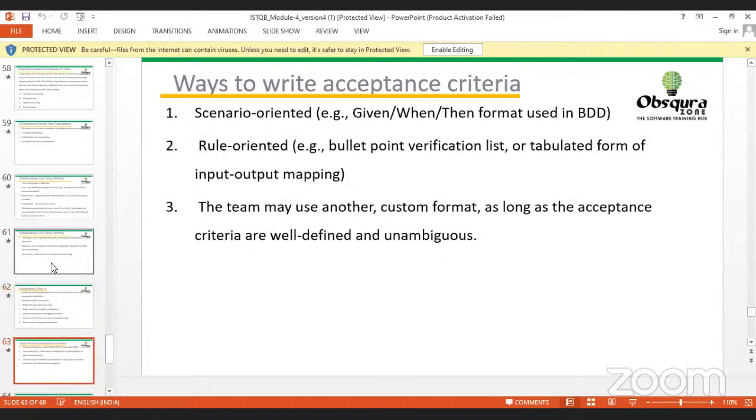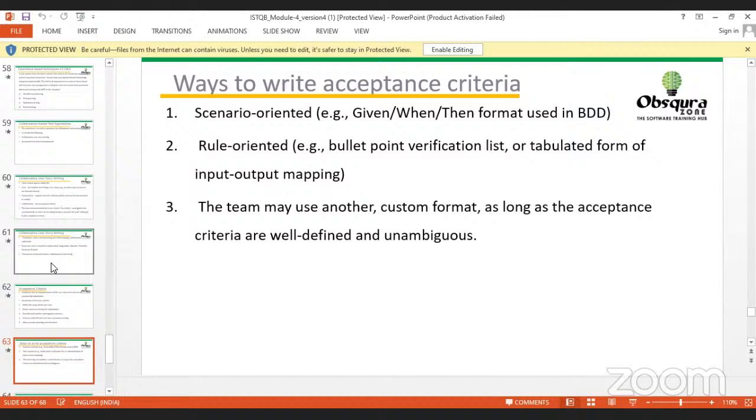So, the ways to write acceptance criteria. Yesterday I mentioned the given, when, then format. It is a behavior-driven development format. That is a scenario-oriented format, given, when, then. Then there are rule-oriented formats, like a bullet point verification list or a tabulated form of input-output mapping. So these are all rule-oriented formats.